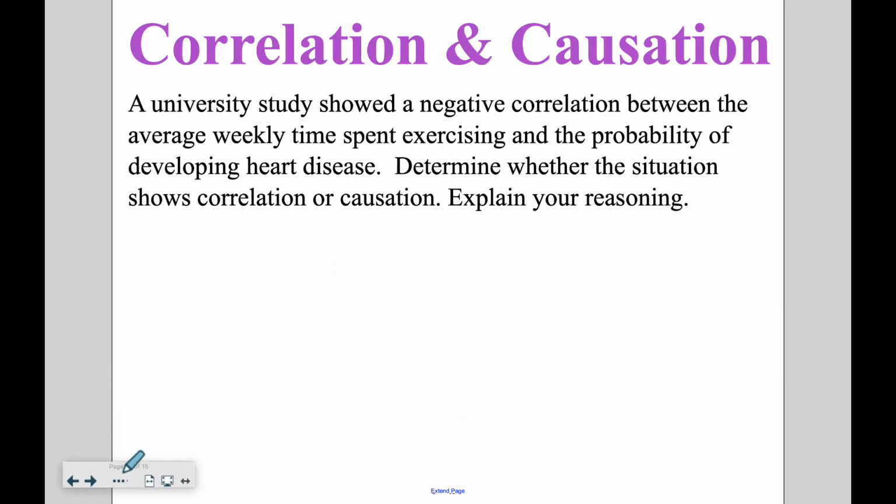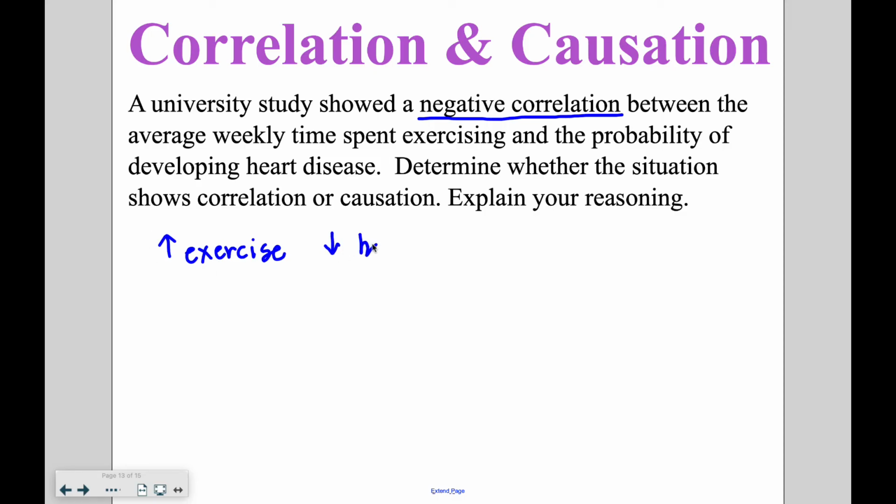We also want to be able to do this for scenarios without graphs. So a university study shows a negative correlation between the average weekly time spent exercising and the probability of developing heart disease. So right off the bat, they already tell us that there is a negative correlation. It is already trending down. So as you increase the time you spend exercising, you decrease the probability of developing heart disease. So the first thing you'd want to do is determine the two variables. Increase in exercise means decrease in heart disease.